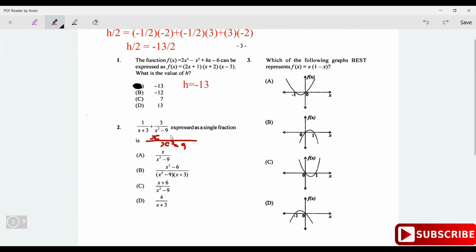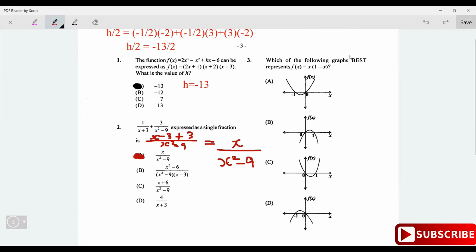So you get x minus 3 plus x squared minus 9 into x squared minus 9 is 1. That leaves 3. And so x minus 3 plus 3 is just x. And so you get x over x squared minus 9. That is just option A. Easy question.